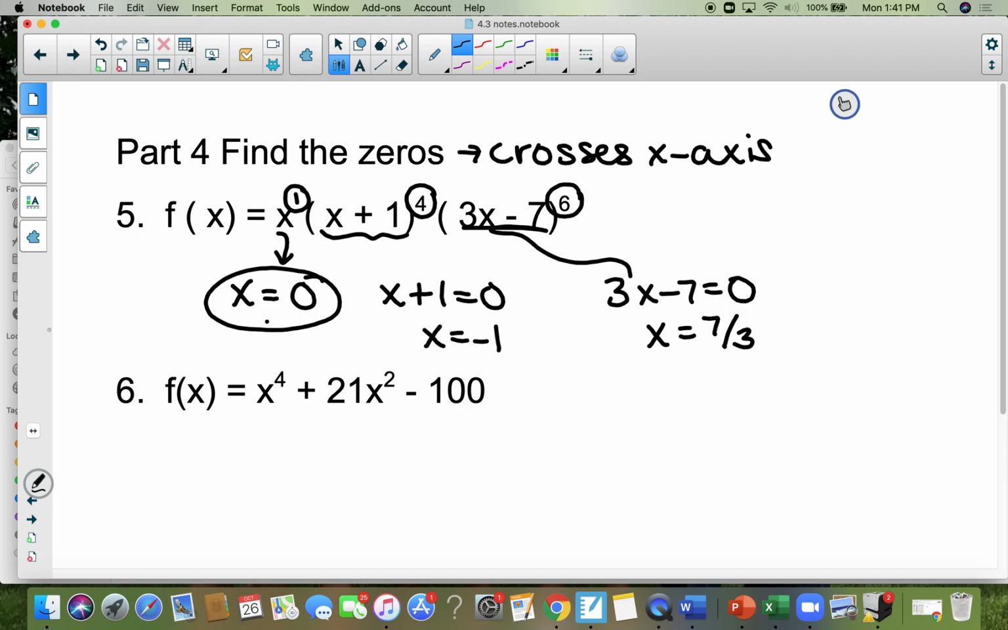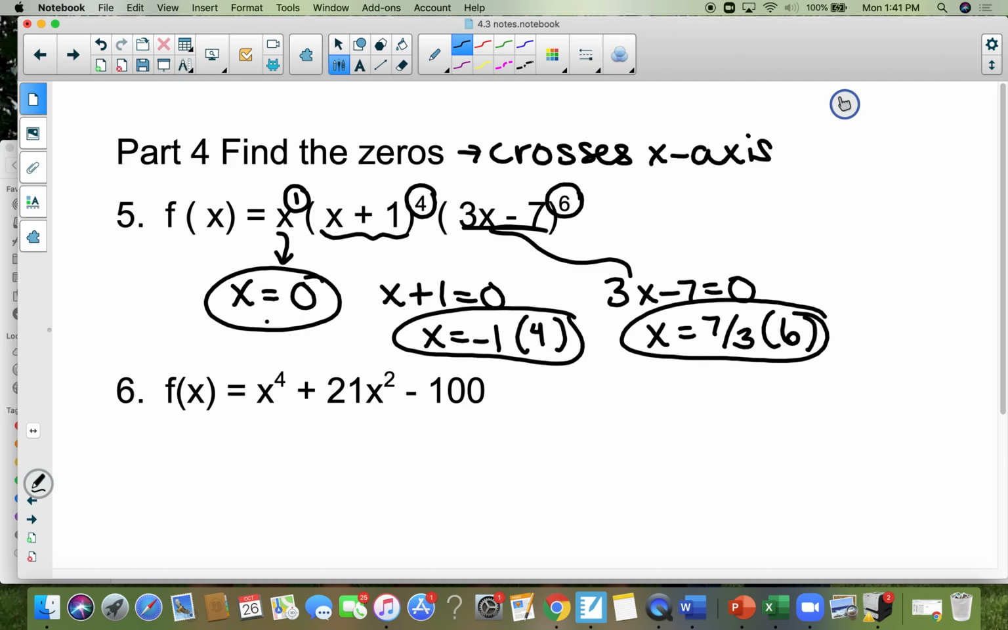But how many negative 1s? There are 4 of them. And how many 7/3? There are 6 of them, because you need 11 zeros for this problem.